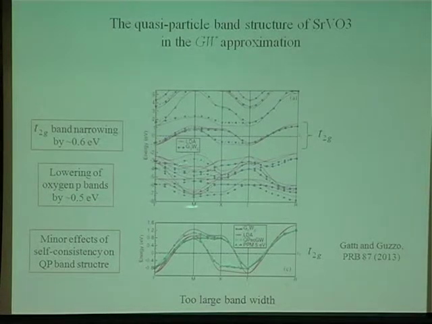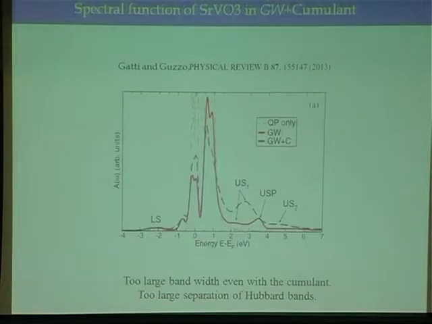For the oxygen band, the GW seems to improve the position of the oxygen band. The LDA band tends to be too high compared to experiment. If you do the GW calculations, then it lowers the position of the oxygen band. So there's still this problem with the band narrowing.